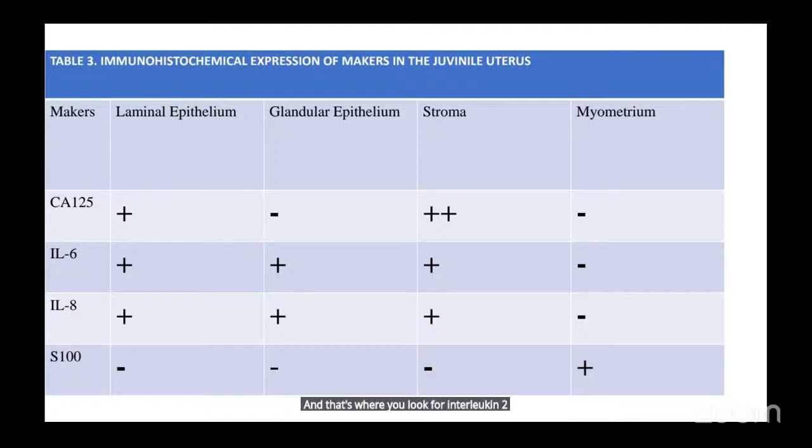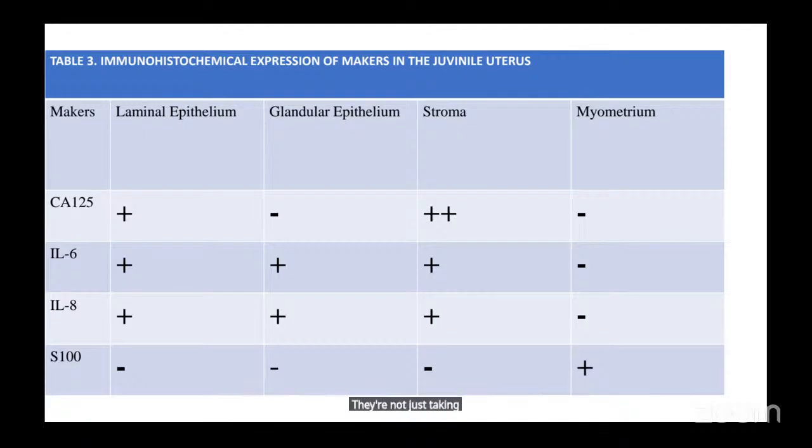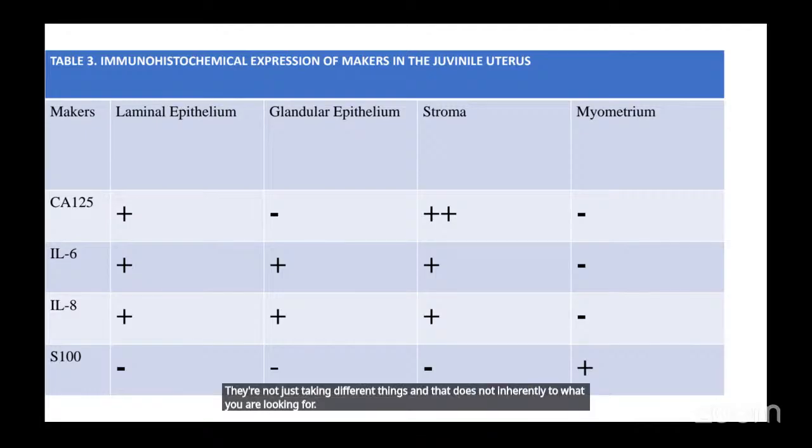For any interleukin, whatever you are going to assay in any research, you must have a reason why you are doing that. Not just a cascade of several interleukins. In fact, if I were you, I can measure one cytokine and do so many things under it, and that will give me my degree. So not just taking different things that do not even tally with what you are looking for. Instead, tell us the implication of each of the cytokines.